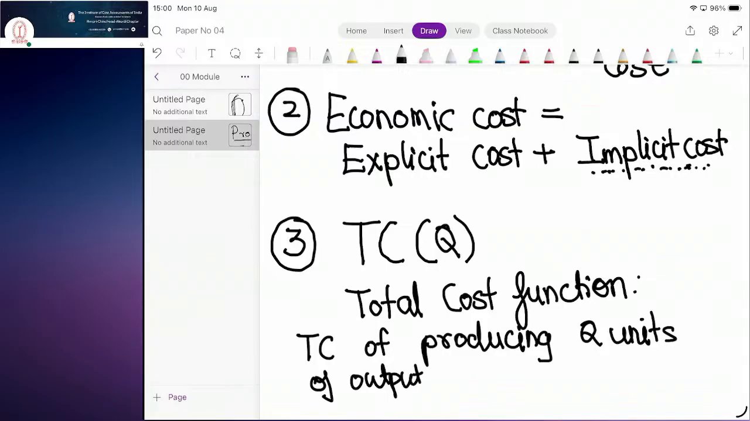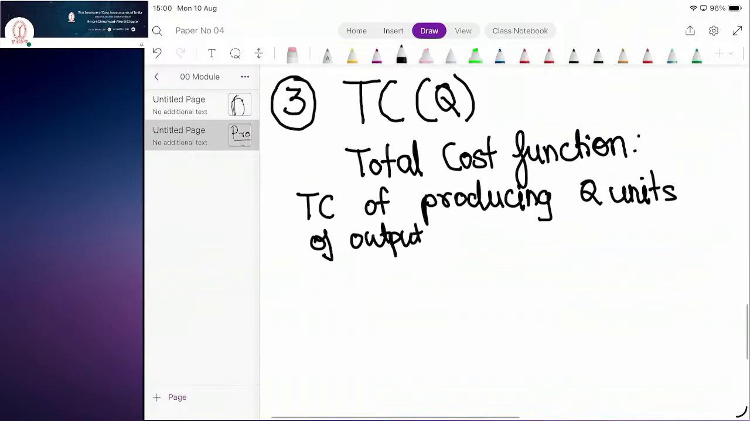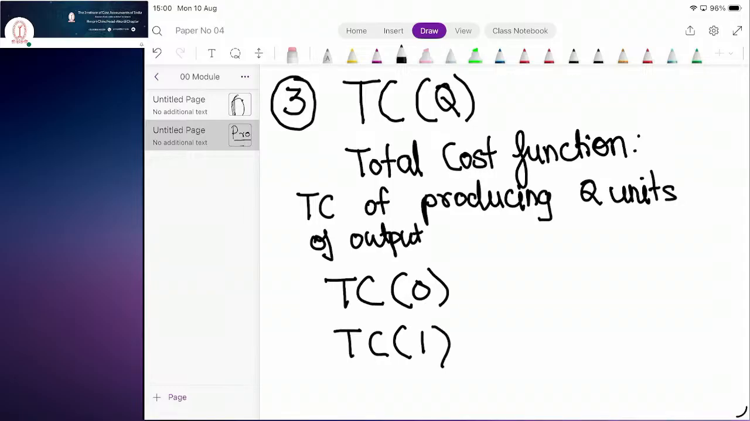Okay, so just remember, what would this mean? Suppose if I write TC0, TC1, TC10, what does it mean? TC0 म्हणजे काय? अगर आउटपुट 0 रहेगी तो टोटल कॉस्ट क्या है? That is the meaning of TC0. What will be the meaning of TC1?